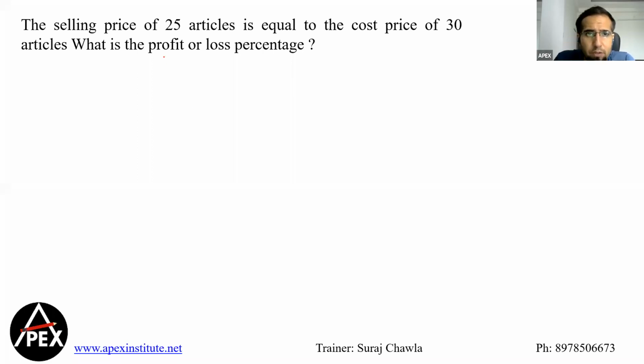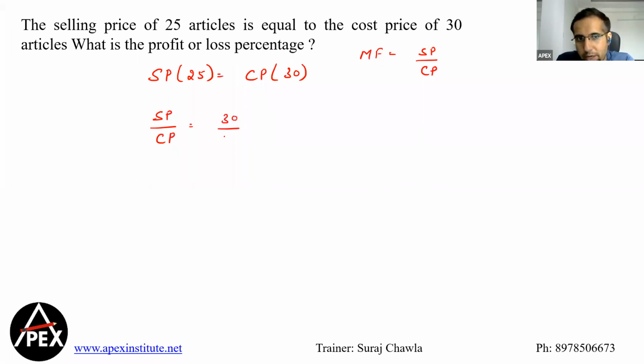So very easy question. I am saying that selling price of 25 articles is equal to cost price of 30 articles. Clear? And we know that profit percentage is SP by CP. Do not forget it. So multiplying factor is equal to SP by CP. So if I make SP by CP as a subject here, I get 30 by 25.